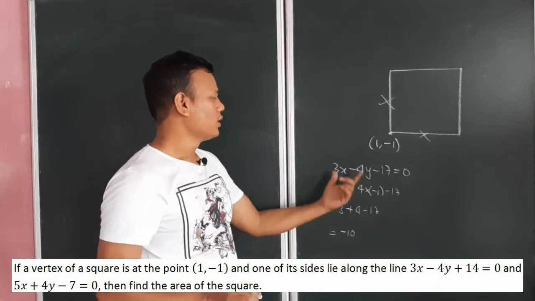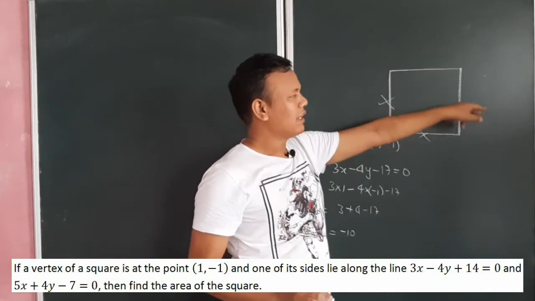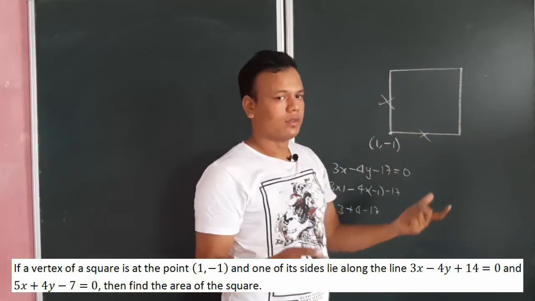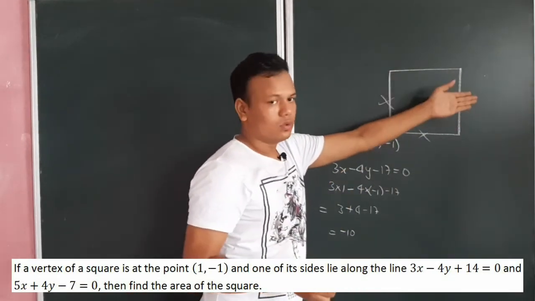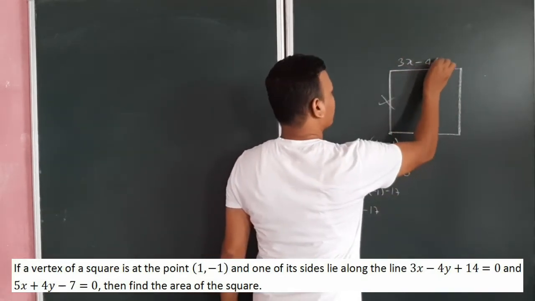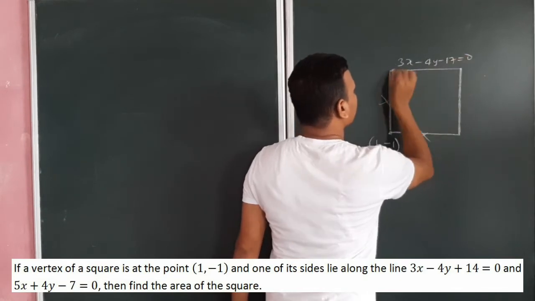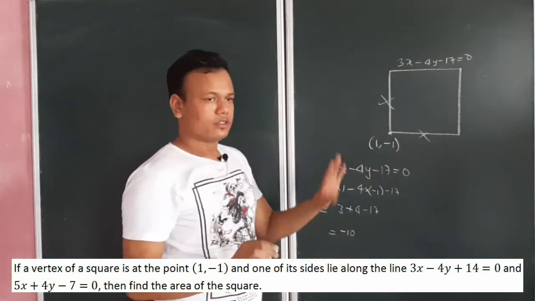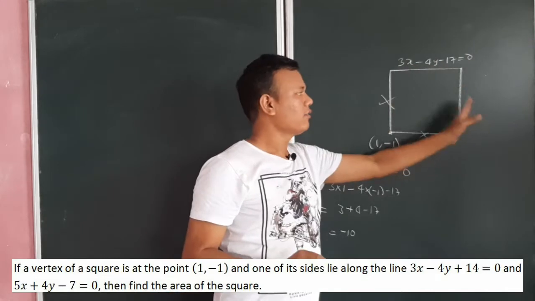See, we have got 2 lines left, right? So you can take any of these 2 as this equation. So let me take 3x minus 4y minus 17 equals to 0 to be this particular line. It's not necessary that we have to choose this, we can have this as well.